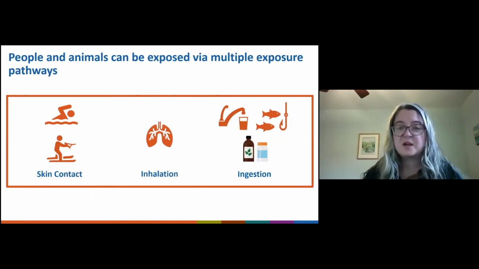People and animals are primarily exposed to HABs and their toxins through skin contact, inhalation, and ingestion. This could be from swimming or other recreational water activities, breathing in water droplets that contain toxins, or using contaminated tap water. Seafood can bioaccumulate and pass on HAB toxins when eaten. Dietary supplements or food that contain algae can become contaminated. Treatment is primarily supportive care to alleviate symptoms.